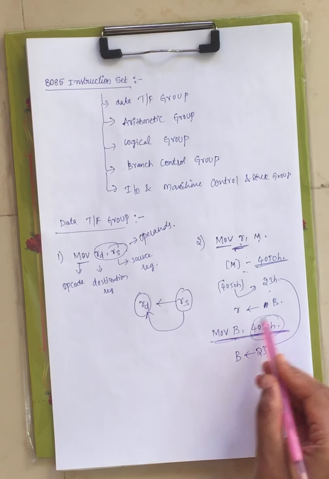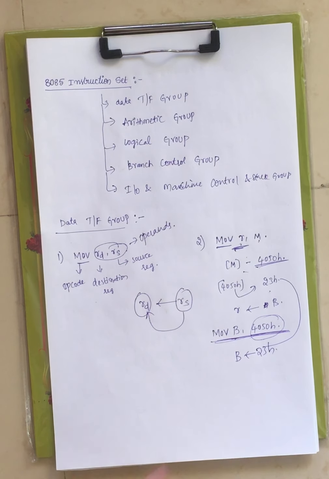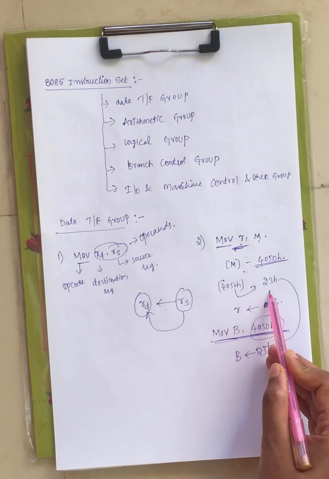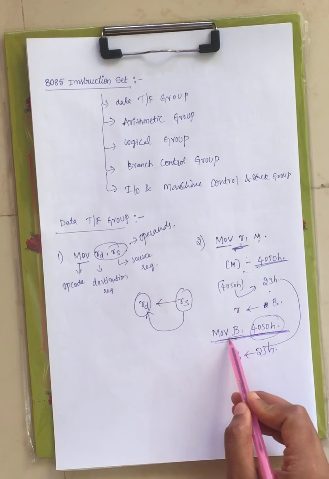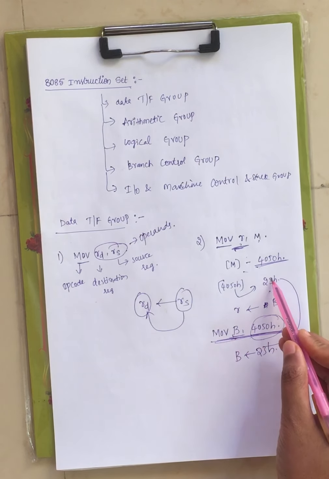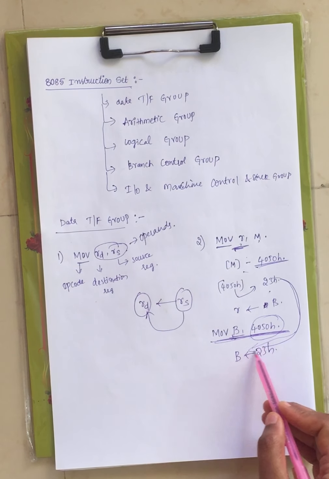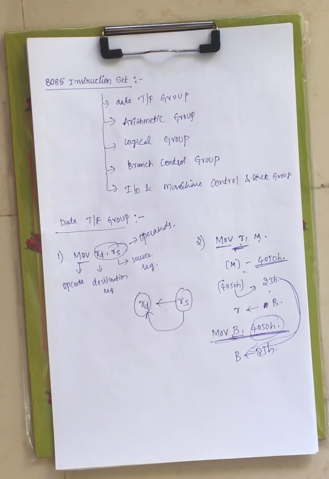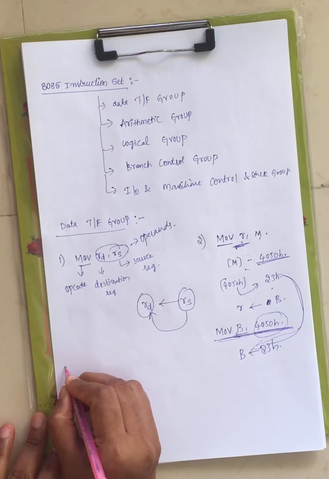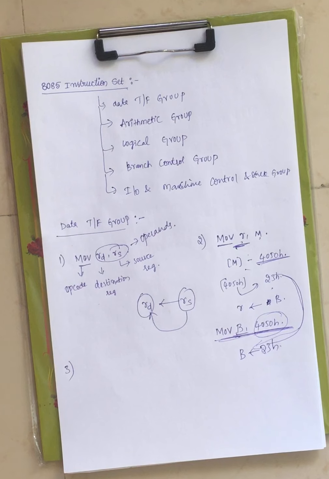What is this 4050H? Memory location. This memory location is storing data 23H. B is nothing but register. This memory location's data is stored to the B register. That is what the second instruction means. MOV R comma M: contents of memory location are moved to the register specified in the given instruction. Now let us see the third instruction under the data transfer group.